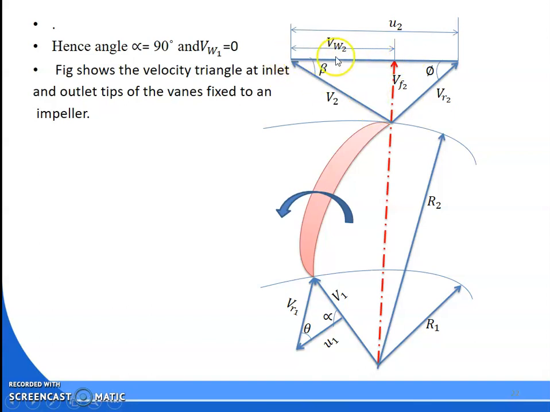So V2 has two components. One is VW2, that is V2 cos beta, and VF2, that is V2 sin beta. Hence alpha is equal to 90 degree, and V1 has two components, V1 cos alpha and V1 sin alpha. V1 cos alpha is your VW1. So V1 cos 90 is equal to 0, so VW1 is equal to 0. The figure shows the velocity triangle of the inlet and outlet portion. In the inlet triangle, alpha is equal to 90 degree. VR2 makes an angle phi to the blade velocity U2, and V2 makes an angle beta with the blade velocity.